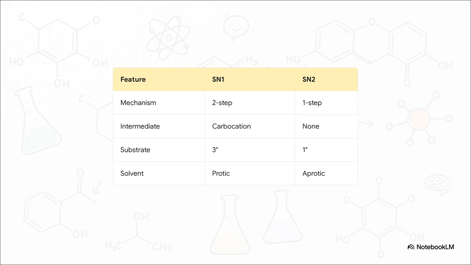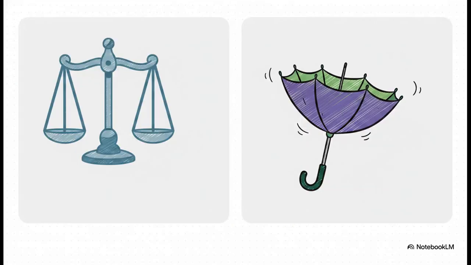And this brilliantly illustrates how those different mechanisms actually mess with the final 3D shape of your product. Because SN2 is a quick, one-step process, the nucleophile is forced to attack from the backside, causing a total inversion of configuration. It's literally like an umbrella flipping completely inside out in the wind. But in SN1, remember that trigonal planar carbocation we talked about. It's completely flat, so the nucleophile can attack from the front or the back equally, giving you a 50-50 racemic mixture.